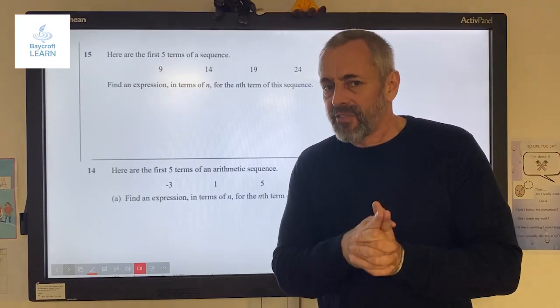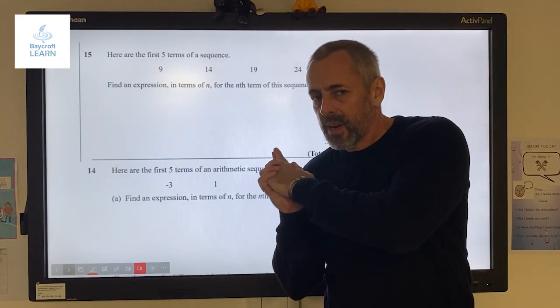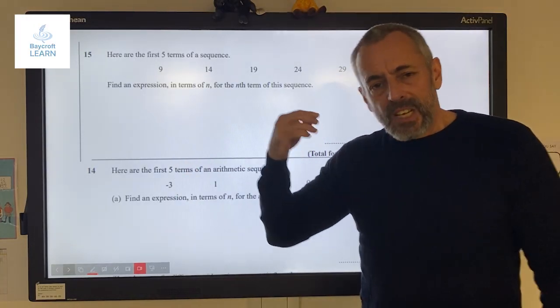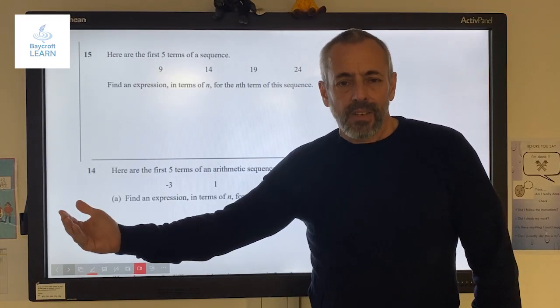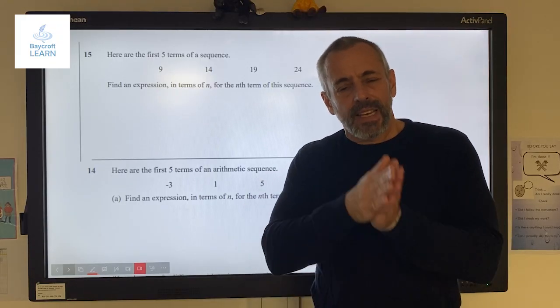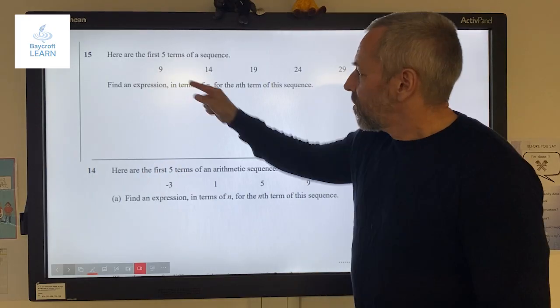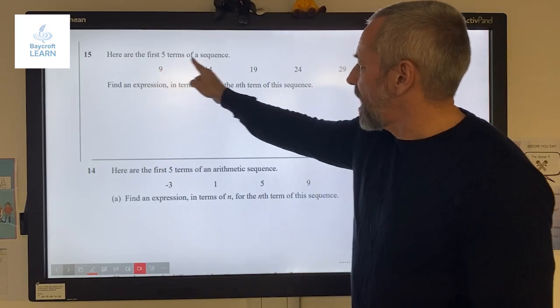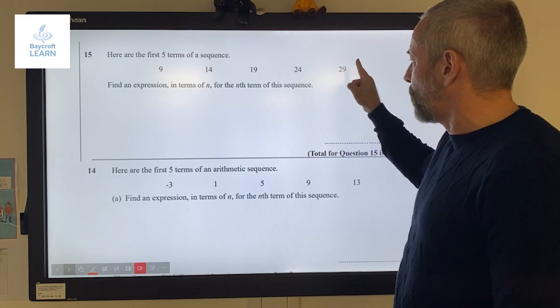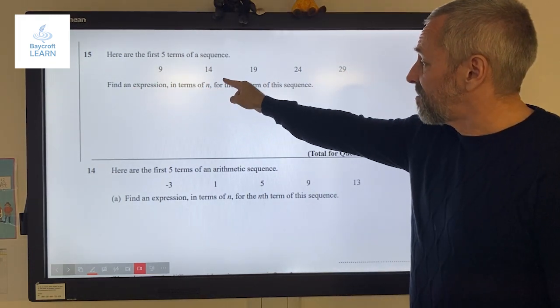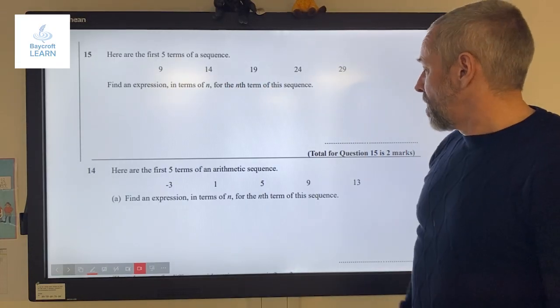Let's have a look at a different type of question. Now, this is what we've been focusing on recently. This is the one that I kind of wanted us to get to. This is the nth term rule. This one does have a definite pattern to teach you, because we have learned a series of steps that enable us to answer these kind of questions. So let's have a look at our sequence here: 9, 14, 19, 24, 29. Find an expression in terms of n for the nth term of this sequence.